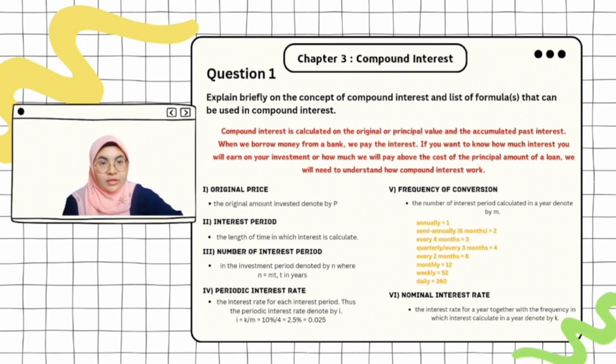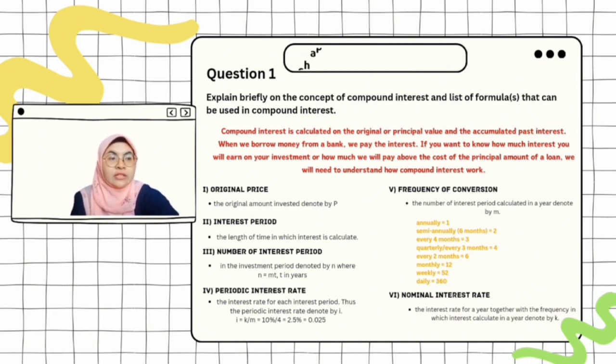When we borrow money from the bank, we pay interest. If you want to know how much interest you will earn on your investment, or how much you will pay above the cost of the principal amount of the loan, we will need to understand how compound interest works. There are 6 things that we need to know in compound interest. The first one is the original price, which is the original amount invested, denoted by P.